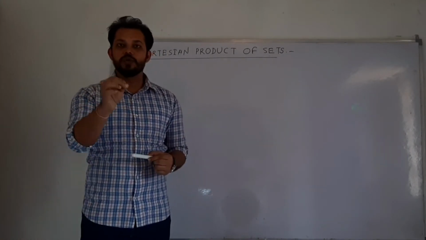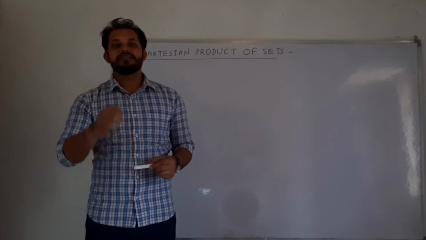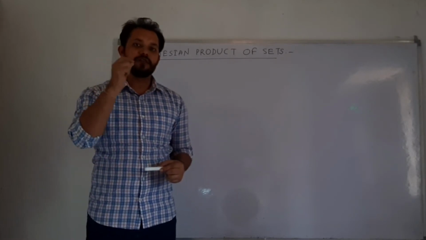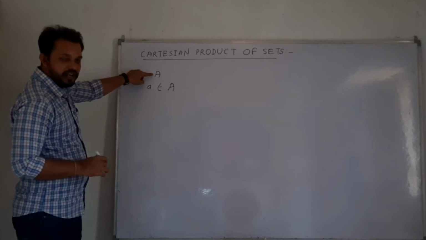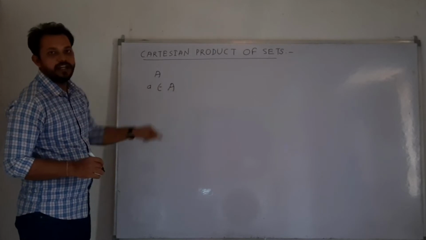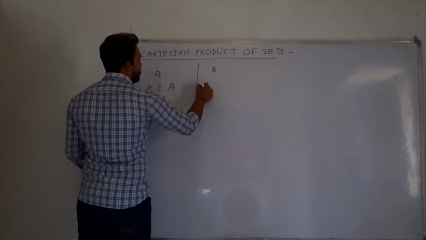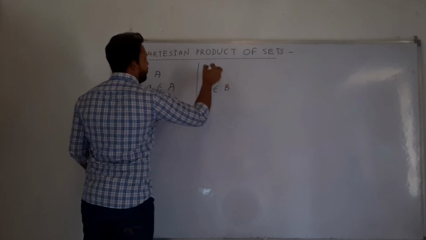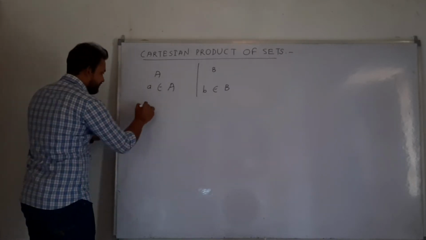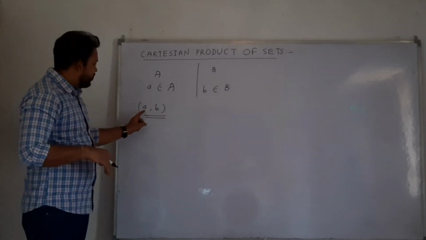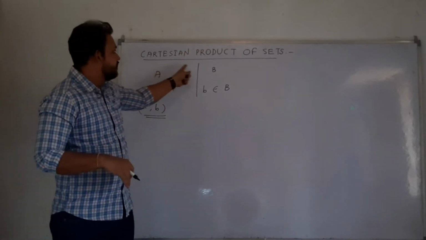Suppose we have two non-empty sets A and B. Then the Cartesian product can be defined as the set of all possible ordered pairs from set A to B. Suppose a is an element of set A, and at the same time we have a different set B and b is an element of set B. Then the set of all possible ordered pairs (a, b) is called the Cartesian product of set A to B.